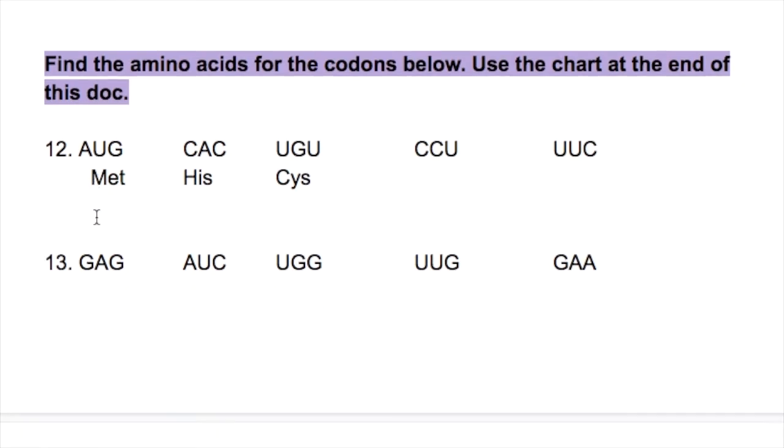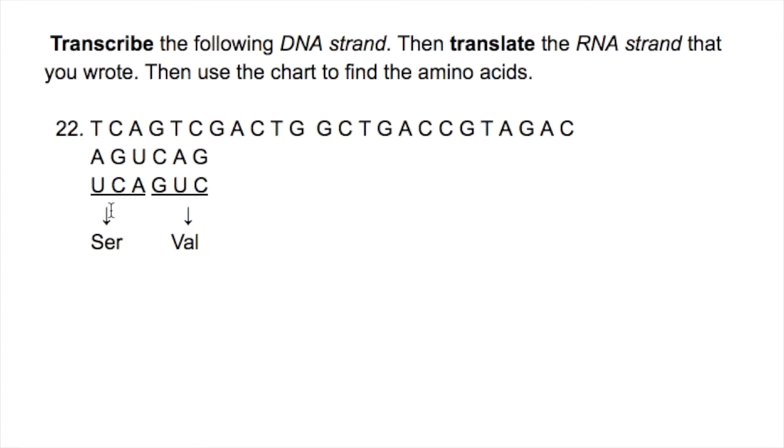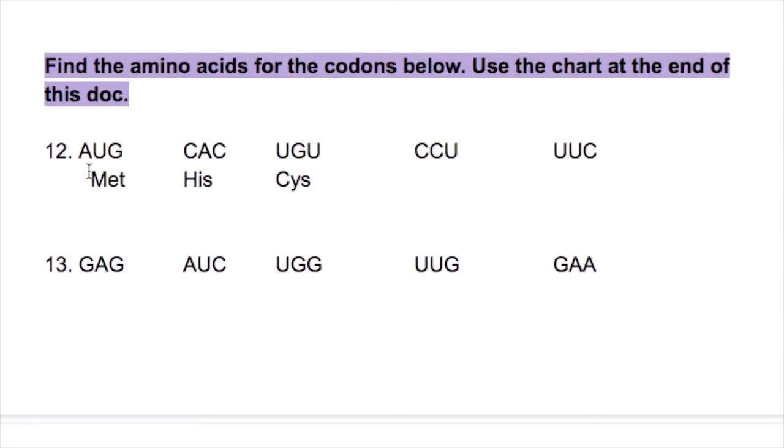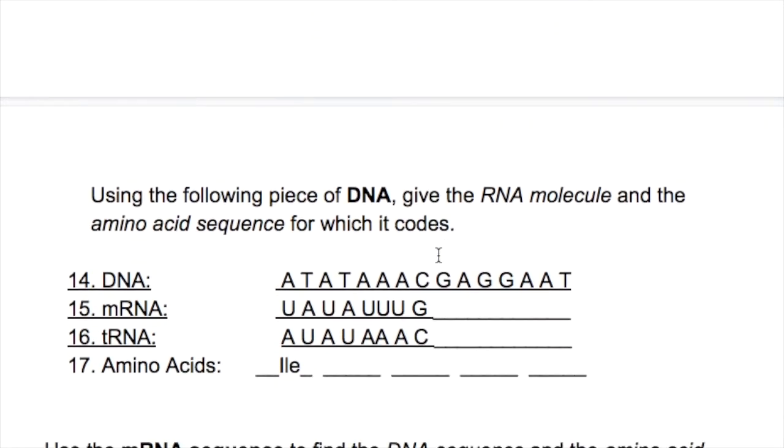For 12 and 13, you're going to use the chart at the bottom of this document, which I'll insert in a moment. Look up AUG in the big Punnett square, it makes the amino acid Met. CAC is His, UGU is Cys. Do that for 12 and 13.